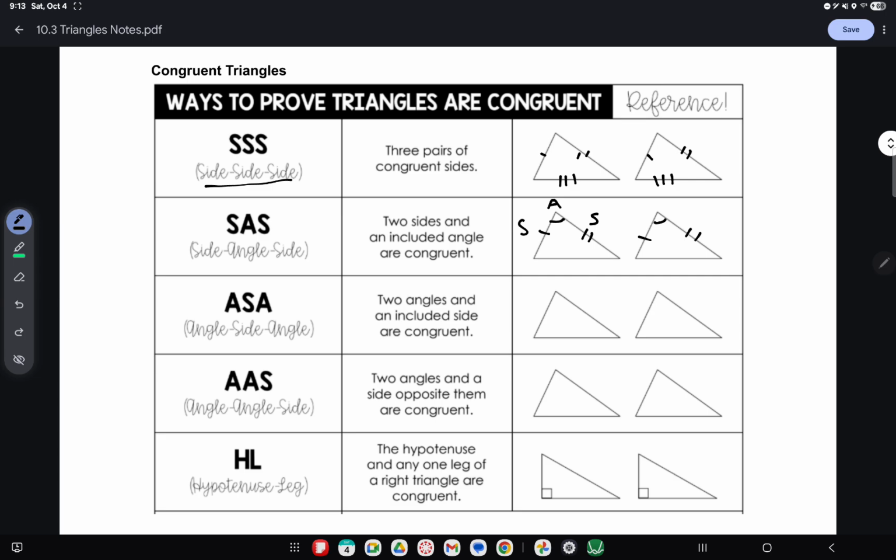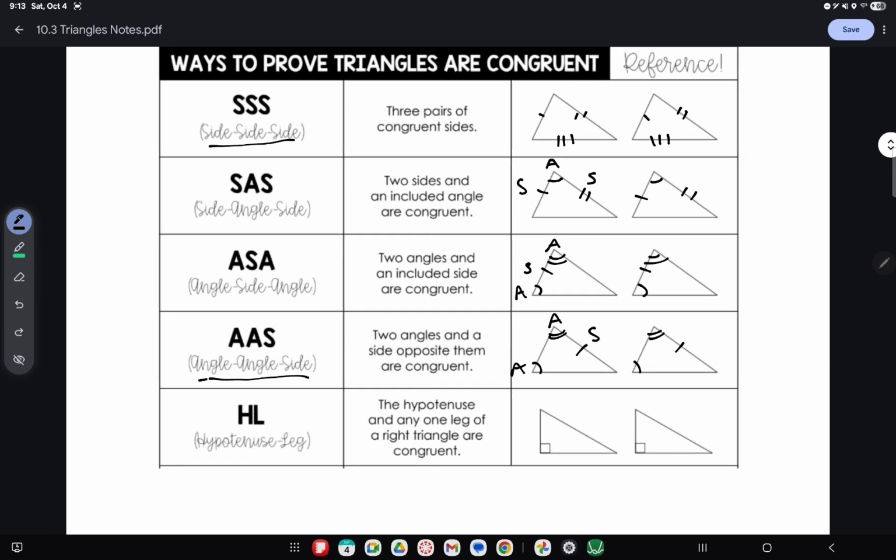Or we could have angle, side, angle. So that means we could have two angles that are congruent. And then the side in between them is what's congruent. Angle, side, angle. Or we could have angle, angle, side. So angle, angle, side.